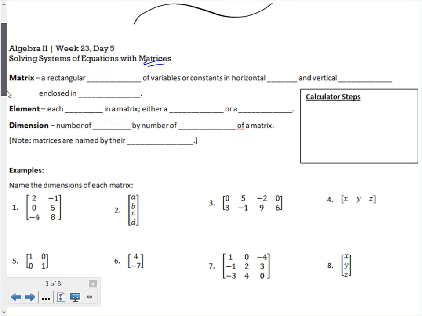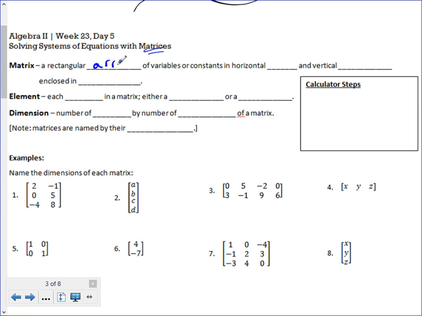We're going to get an introduction today. A matrix is a rectangular array of variables or constants in horizontal rows and vertical columns. Honestly, the trickiest part of today is going to be finding some kind of memory way for you to remember that the rows go sideways, and the columns go up and down, vertical columns.